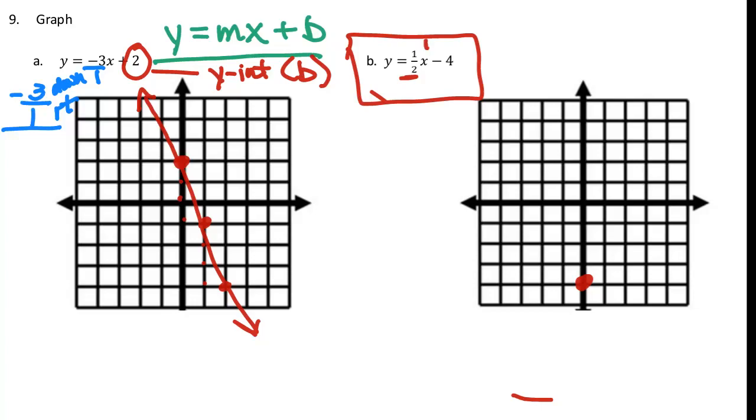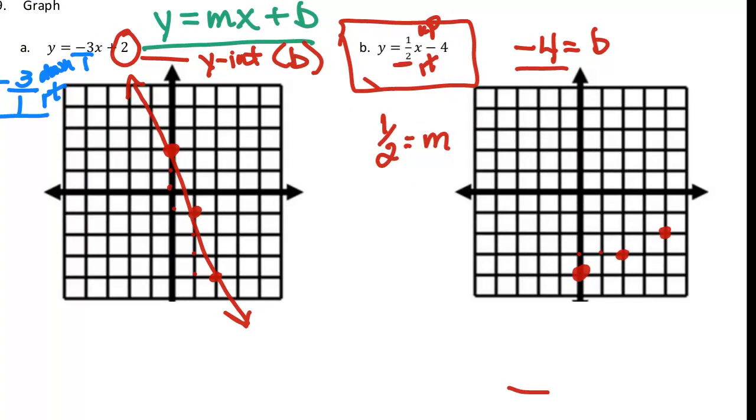Okay? So that is up 1 and to the right 2 from -4, which was your y-intercept, your b value. So 1/2 is my slope. That is up 1 to the right 2, up 1 to the right 2, and put those together with a straight line. Boom. There it is.